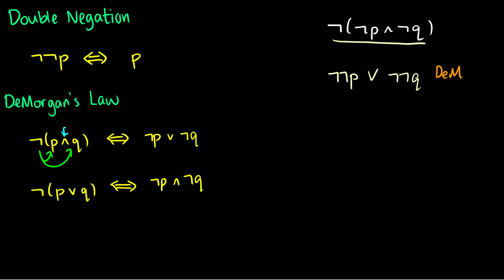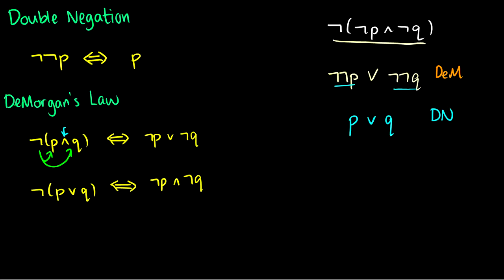Now finally, we have the double negation law. So not not P, not not Q, we can just change this to P or Q, and this is DN for double negation. So instead of writing not not P and not not Q, we can just write P or Q.